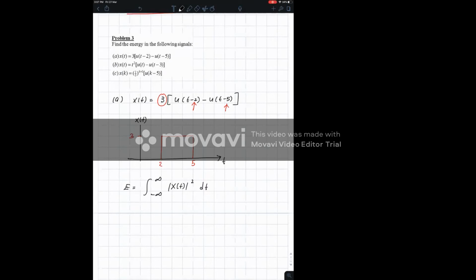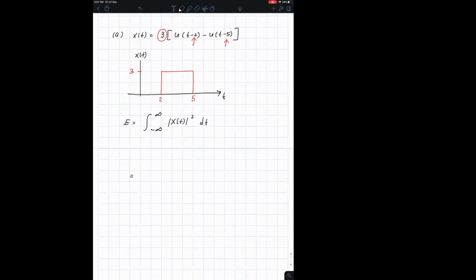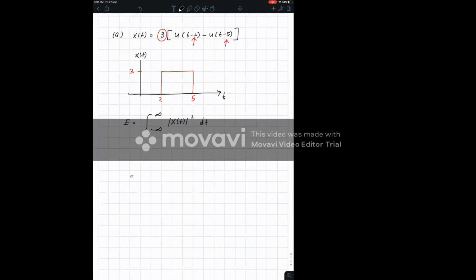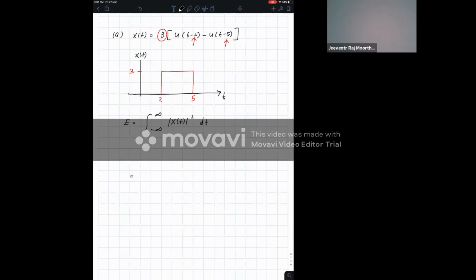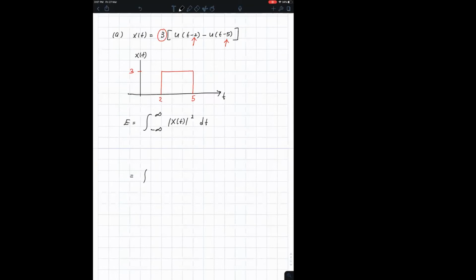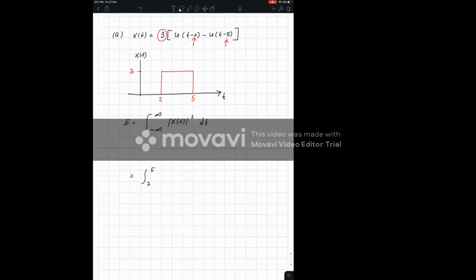But our limit doesn't go from minus infinity to positive infinity. Our limit is 2 to 5. Beg pardon? So the integral is from 2 to 5. In my notes, I got 10, for some reason, it's a mistake. 3 squared dt. Then you integrate it. 2 to 5, 9 dt.